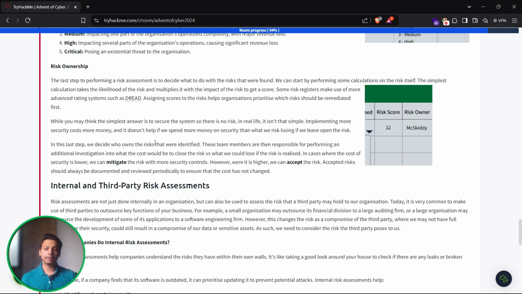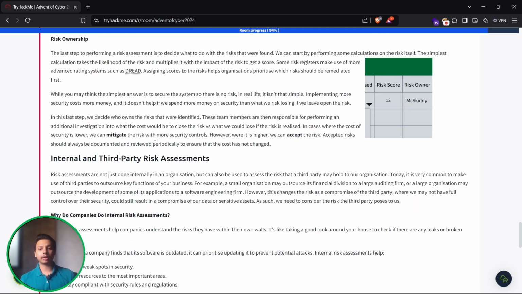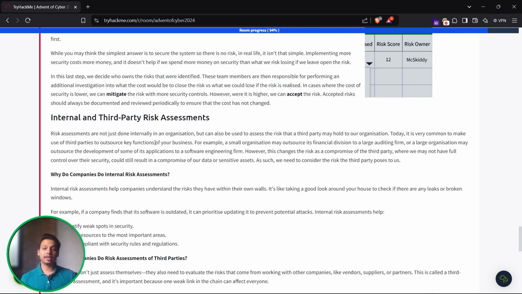While you may think the simple answer is to secure the system so there is no risk, in real life it isn't that simple. Implementing more security costs more money, and it doesn't help if we spend more money on security than what we risk losing if that particular risk is open. So in the last step we decide who owns the risks that are identified. These team members are responsible for performing additional investigation into what it would cost to close the risk and what we could lose if the risk is realized.